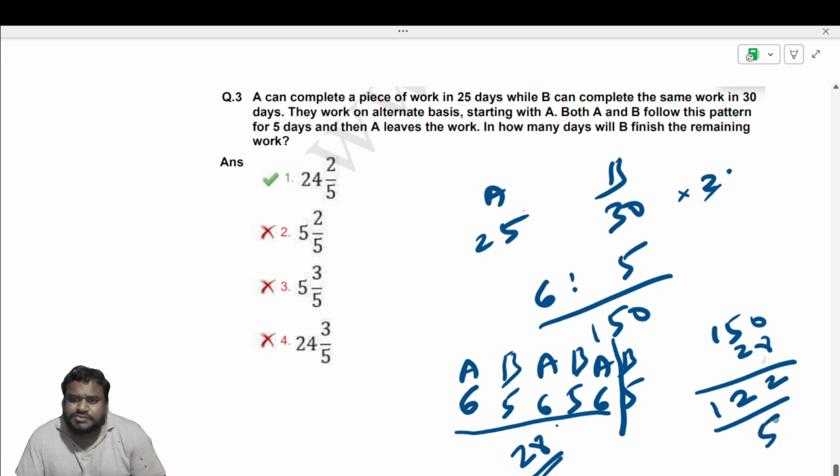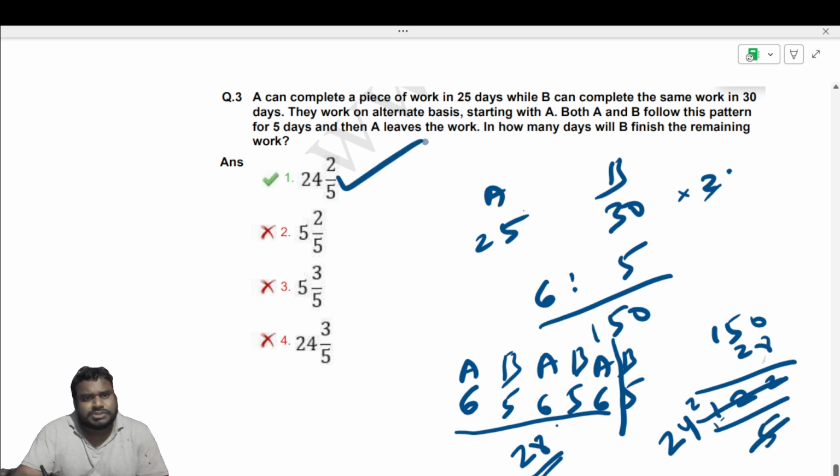B's efficiency is 5. Then 5 twos are 10, and again 2 remaining. 5 fours are 20. 24 2 by 5, 24 2 by 5, the first option. So like that you can calculate it. So it's a very easy question actually.